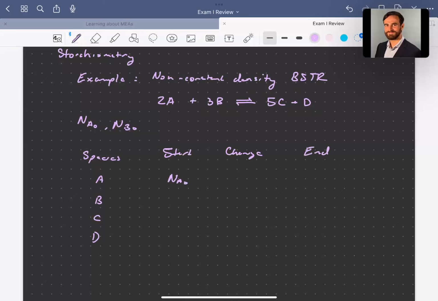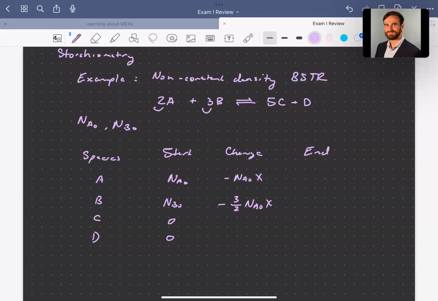So we start with a batch reactor that's charged with some number of moles of A and B, and initially we have no C and D. And for A, we have a change in number of moles of minus Na naught times X. That's just the number of moles of A reacted is equal to the number of moles of A fed times the ratio of the number of moles reacted per mole of A fed, which is the definition of conversion. For our species B, we have minus 3/2 Na naught times X, since for every 2 moles of A that react, 3 moles of B react.